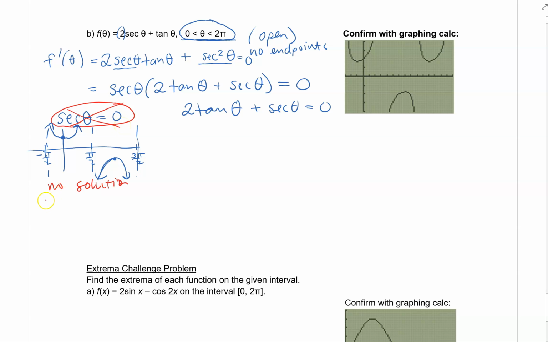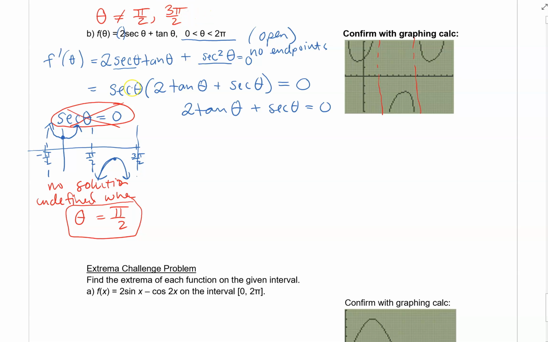But I will say that it is undefined when theta is pi over 2, because we're also trying to find critical points. But the only thing is, when theta is pi over 2, it's actually not even in the domain of this function. So it's not only the derivative that's undefined there, it's the whole function that's undefined. So it's just a point of discontinuity. You can see, right, this graph has asymptotes at pi over 2 and 3 pi over 2. So I should probably make a note of that earlier. So these are not critical points because they're not even in the domain. So that secant theta was not causing my derivative to be 0.